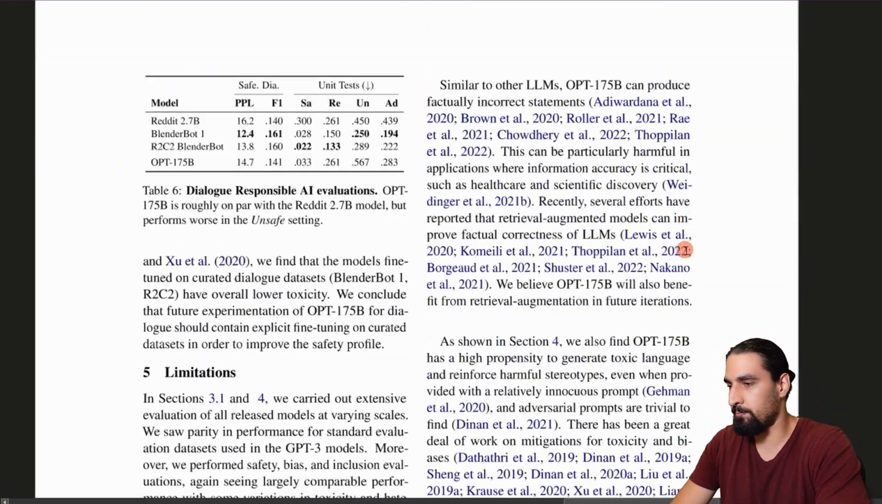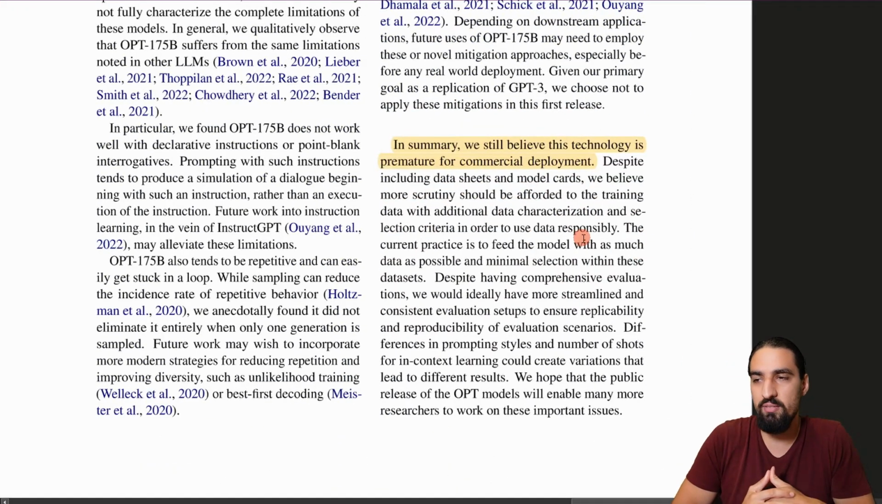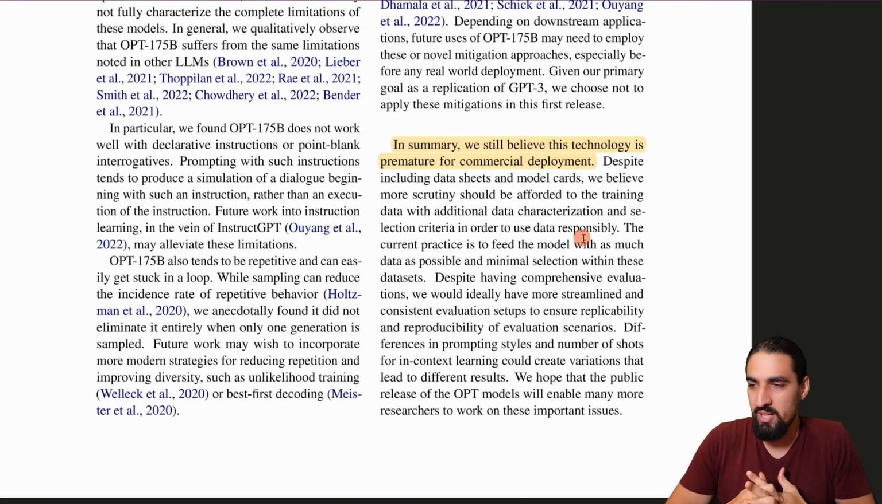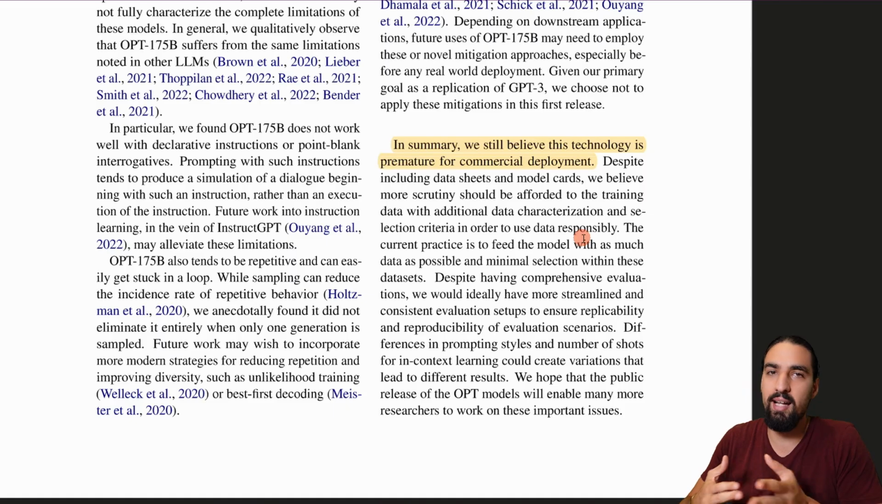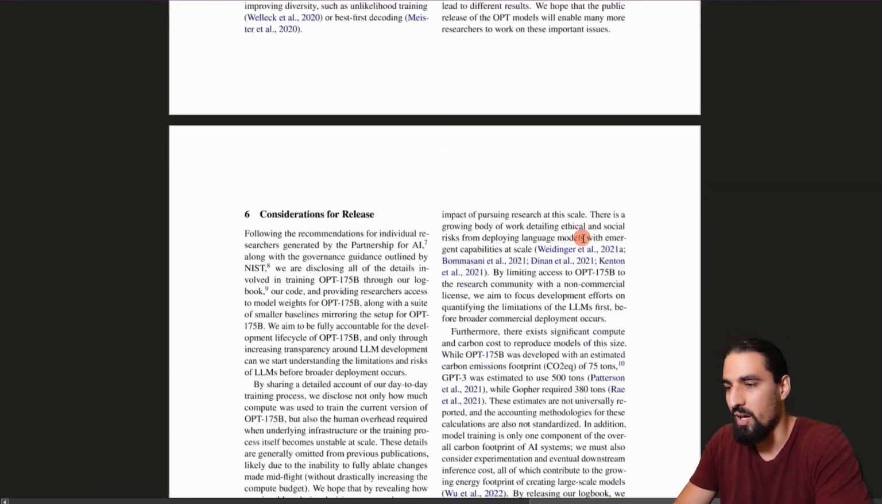Okay, guys. I think that's pretty much it. They summarize saying that we still believe this technology is premature for commercial deployment. And yeah, understanding how these models work, just interpreting what's going on and why the model is outputting certain results, all of that, we are still in the early days. We're much better at getting raw numbers and benchmarks than knowing how to handle and align these models with human preferences. But that's a topic for a different video. I think that's pretty much it.